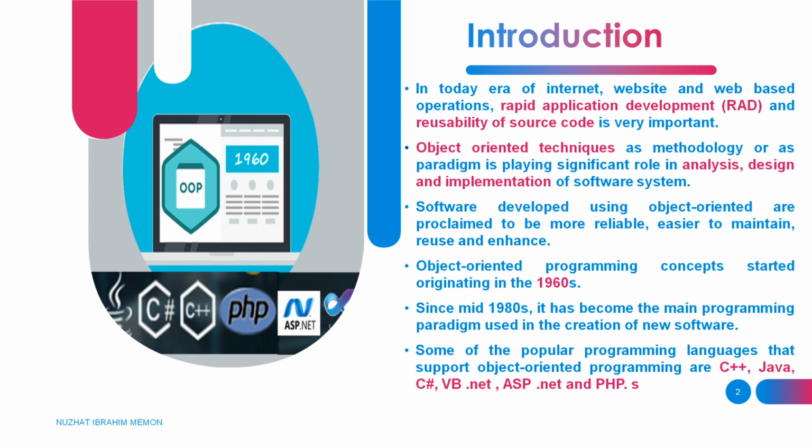additional features whenever needed. Object-oriented programming concepts started originating in the year 1960. Since the mid-1980s, it has become the main programming paradigm or methodology used in the creation of large and complex software. Almost all modern programming languages support object-oriented programming. Some of the popular programming languages that support object-oriented programming are C++, Java, C#, VB.NET, ASP.NET, and PHP.